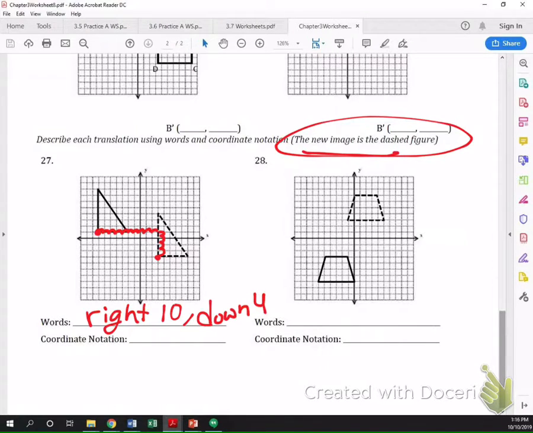So that's in words. Now, coordinate notation is very specific. You have to say, hey, I'm starting with some xy. Then I'm going to move that xy by doing this to the x and this to the y. What am I doing to every x? I'm moving it right 10. How do you move an x value to the right 10 units? You add 10 to the x. Good. Then I'm moving it down 4 units. You subtract 4. Good.